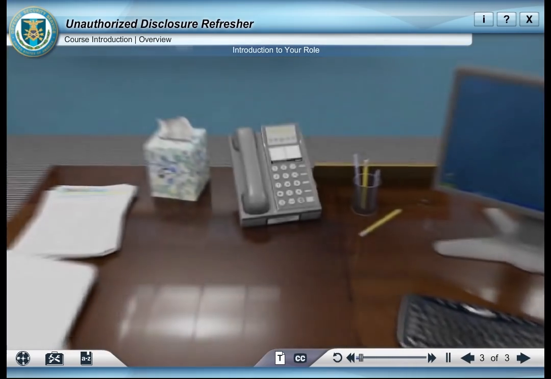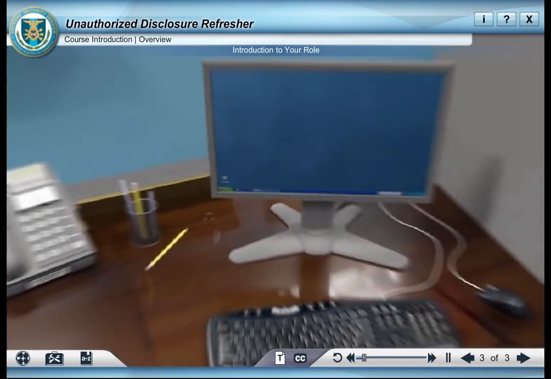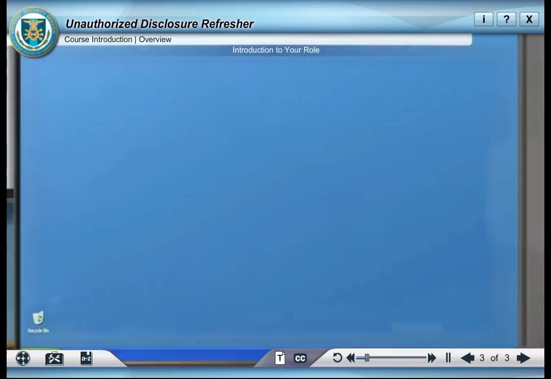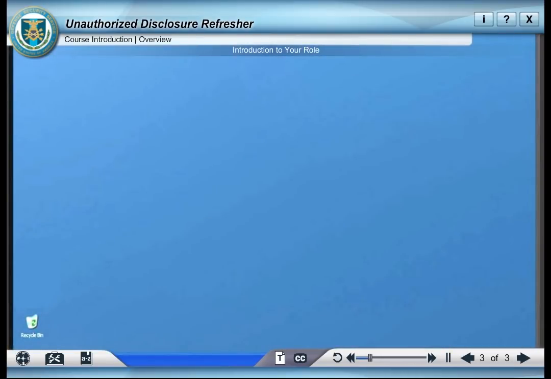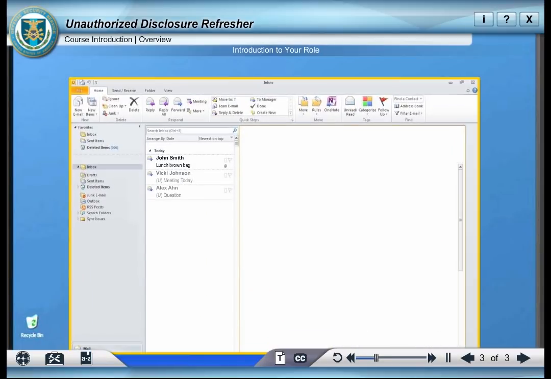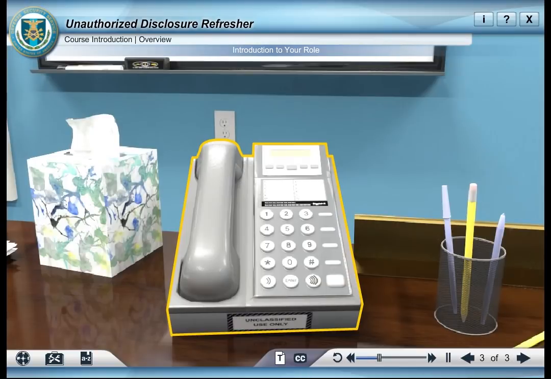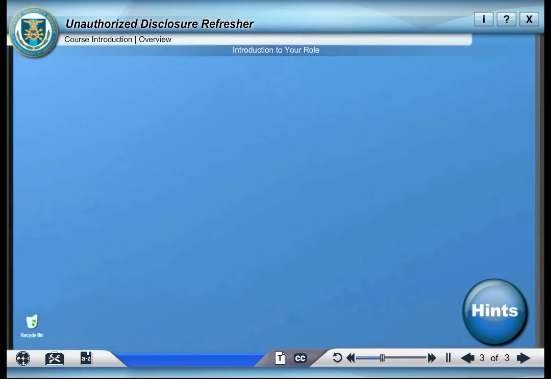In this course, you will review your understanding of unauthorized disclosure by taking on the role of an employee with a responsibility to protect classified information and CUI. When you get to your desk, you'll be able to check your email and make phone calls. As you complete the activities, you may wish to review a particular topic area. Basic review material for each activity will be available via the Hints button.